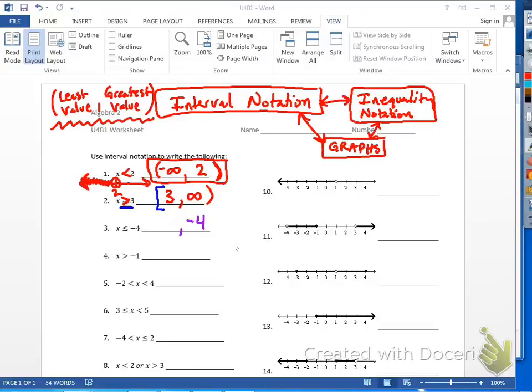Okay, so x is less than or equal to negative 4, so you should see that negative infinity would be the first number. We can use everything from negative infinity up to negative 4. So what do I always use with infinity? Parentheses. And what do I use in this case? Because x is less than or equal to negative 4, equal to means bracket.